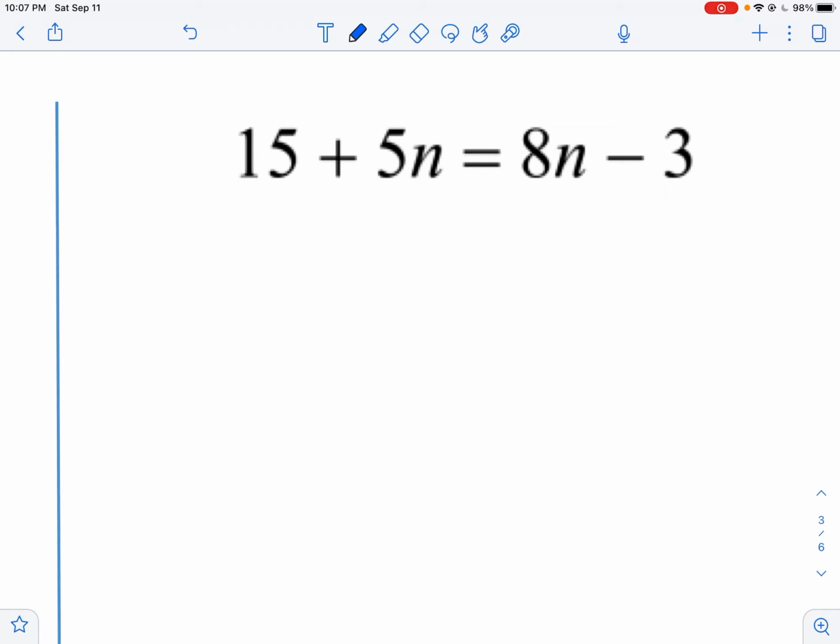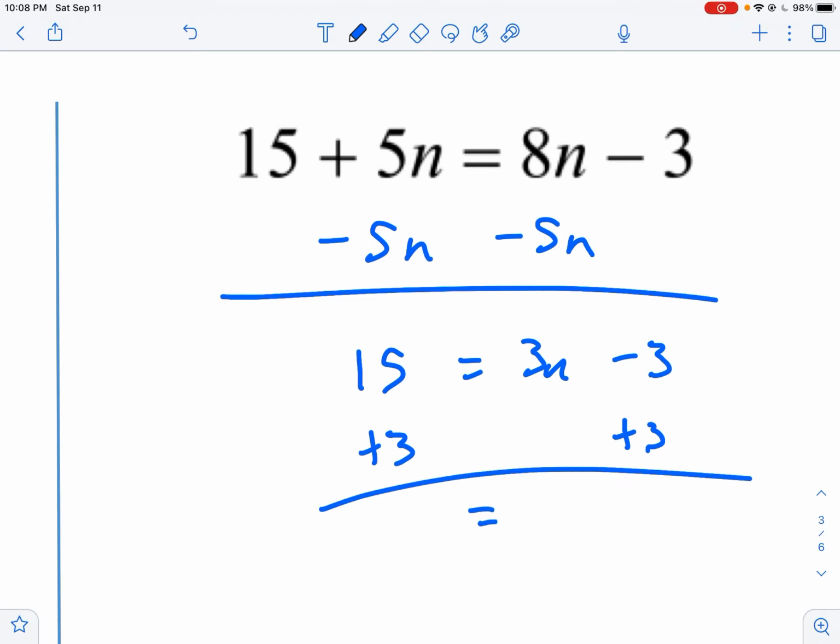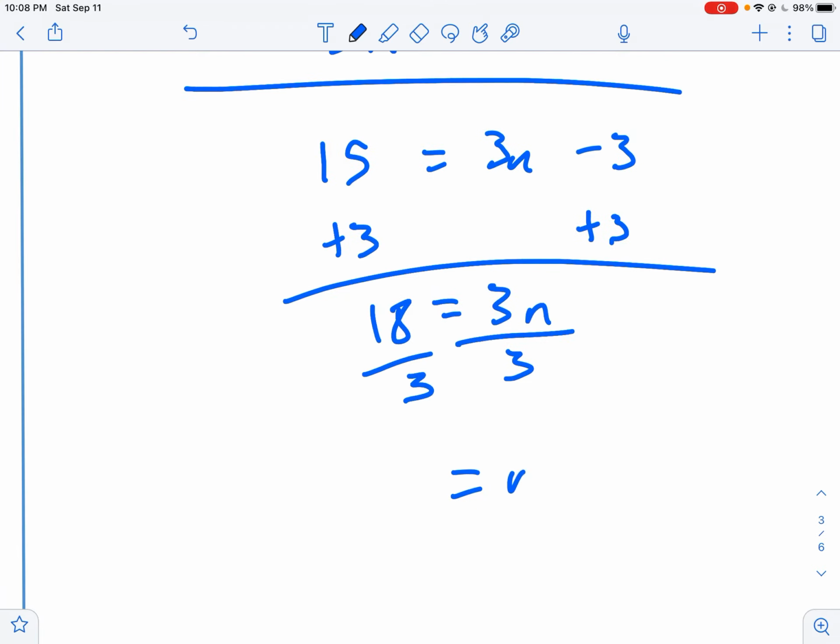All right, this time, I'm going to put the variables on the right side again, because I can. So I'm going to move my 5n, get rid of it on the left by subtracting on both sides. Now I got 3n minus 3 on the right. I got 15 on the left. Over here on the right side, I need to get rid of both of those 3's. This is farther away, so I'm going to add it first. Farther away from my variable. So I got 3n. Left side, I got 18. Now I'm going to divide by 3. Divide by 3. N equals 6.